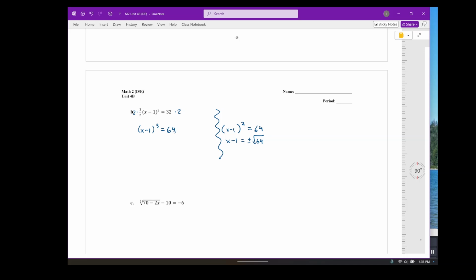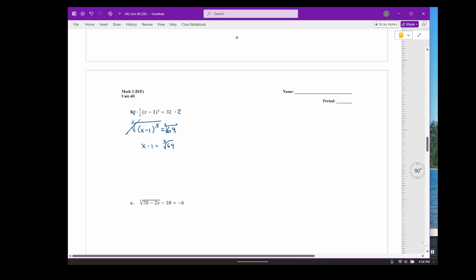So the trick for this is x minus 1 is going to be the cubic root of 64. You're going to take the cubic root of both sides. So that looks like this, and then the cubic root cancels with the cube, and you got x minus 1 equals the cubic root of 64. And you don't need plus minus for an odd root, for that third root, that cubic root. And then you would just add the 1.